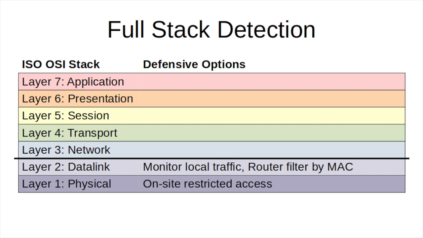The first two layers are located inside your local network. For physical defenses, you can restrict on-site access. At the data link layer, you can configure your routers to filter by the local machine addresses or MAC addresses. The other layers are for data that comes from outside your local network. Part 2 of this video series covered ways to block discovery attacks. These include ICMP filters at the network layer and TCP RST filters at the transport layer. Part 3 of this video series covered even more defensive options.